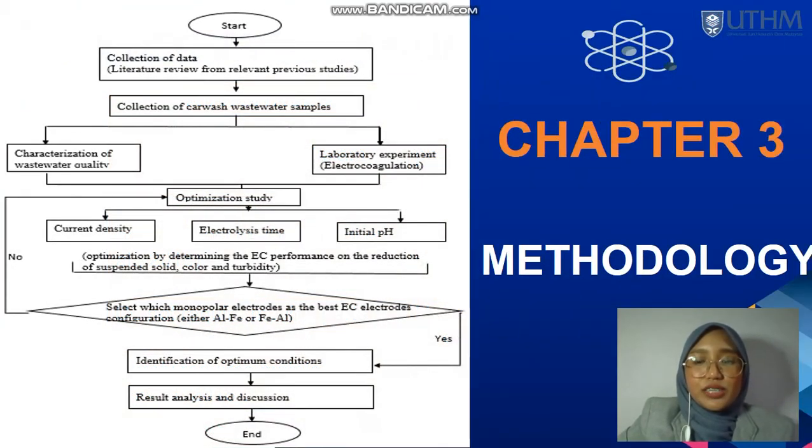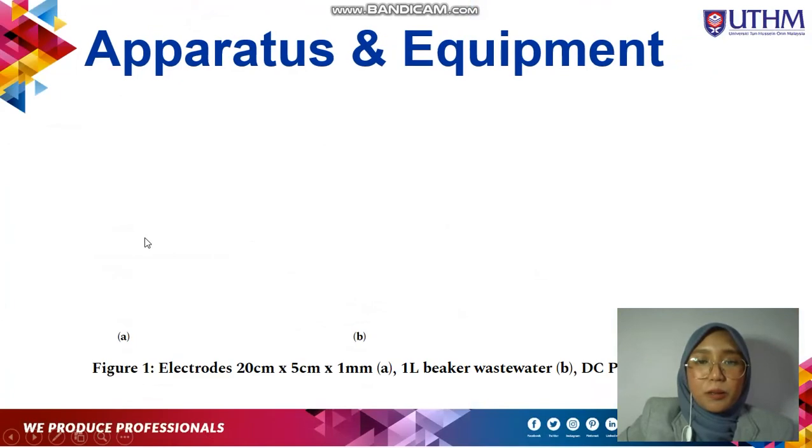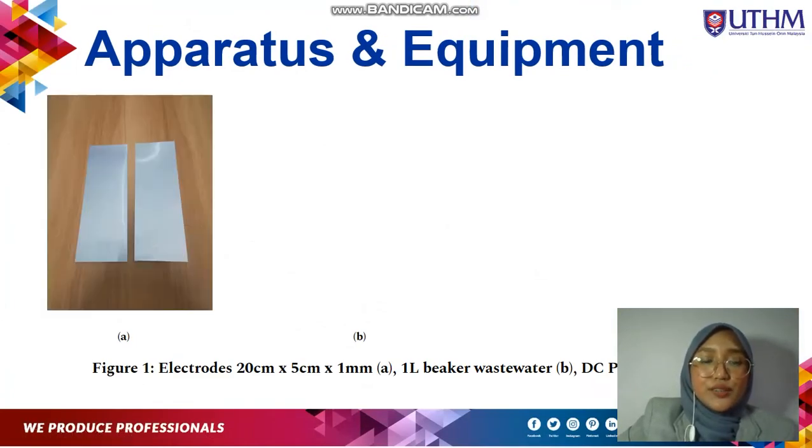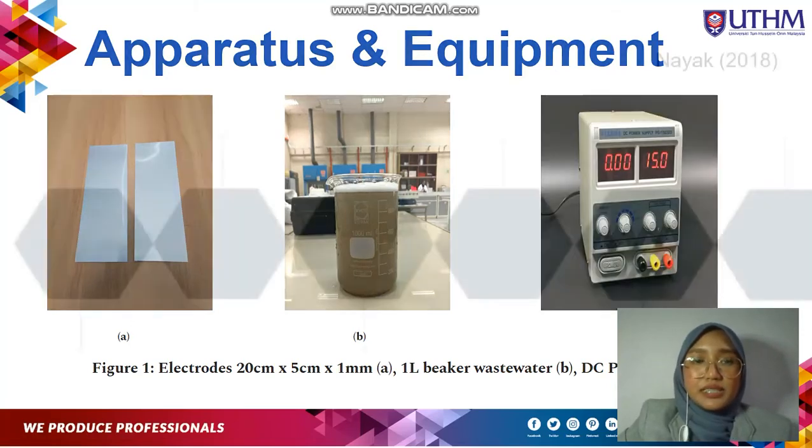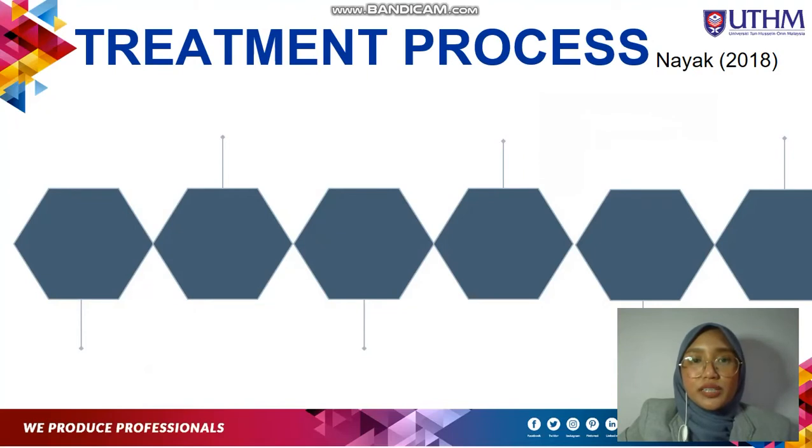Next, for chapter 3, the methodology, this is the flow chart for these studies. This is the apparatus and equipment in this study, which is electrode, 1 liter beaker and DC power supply. For the treatment process, I use the NIAC 218.